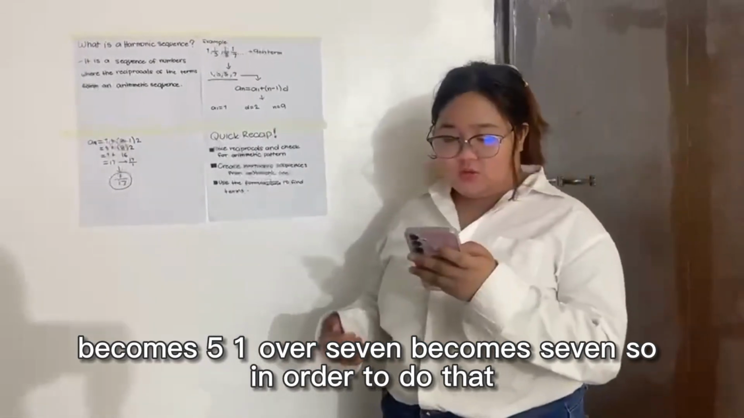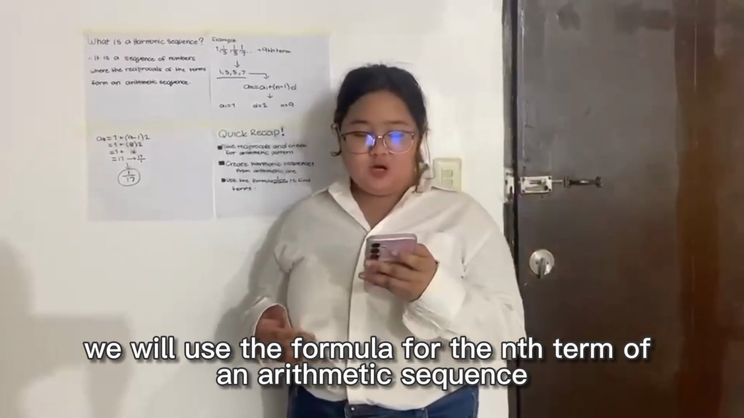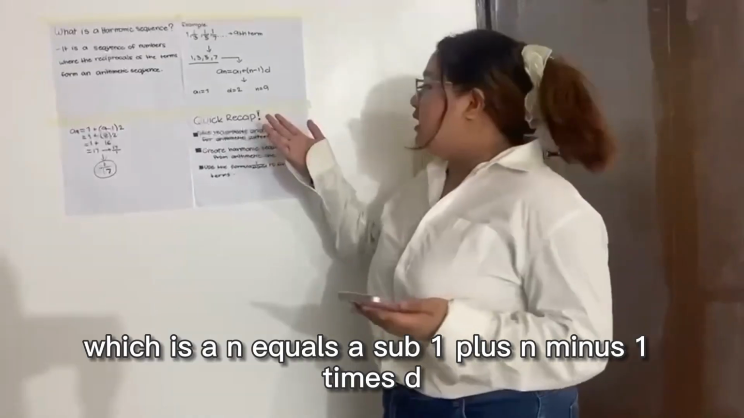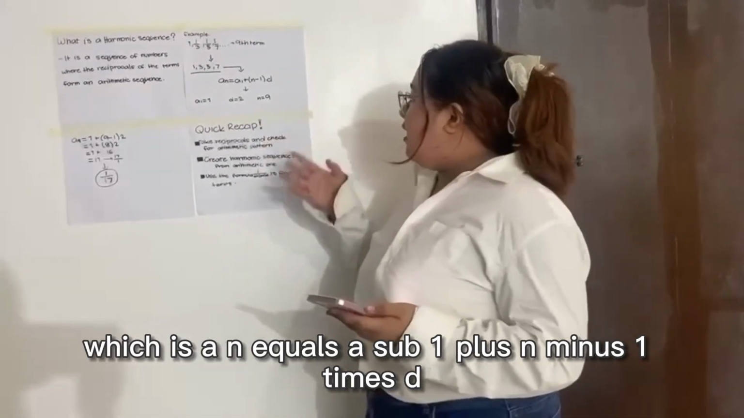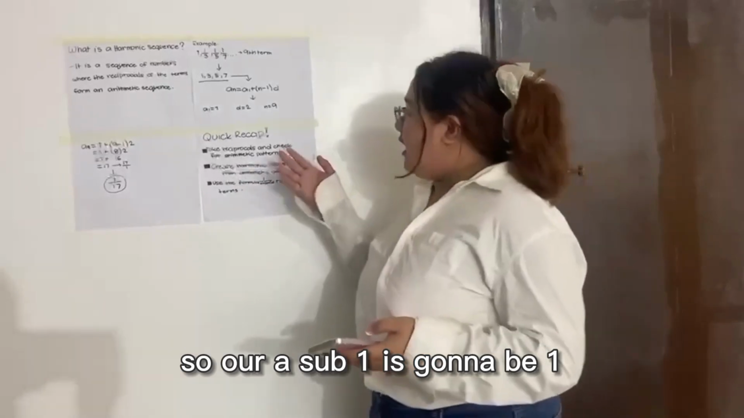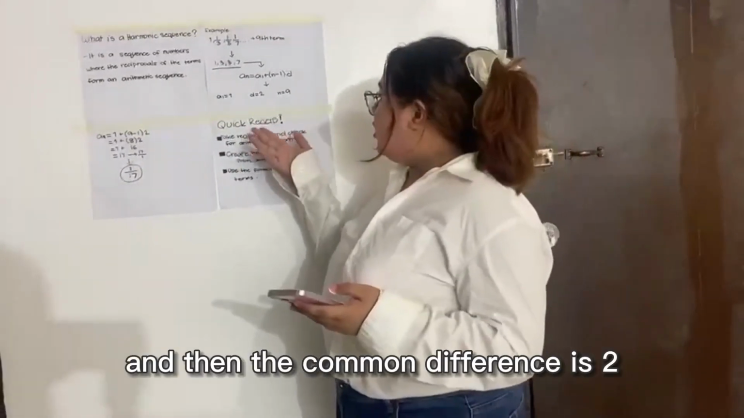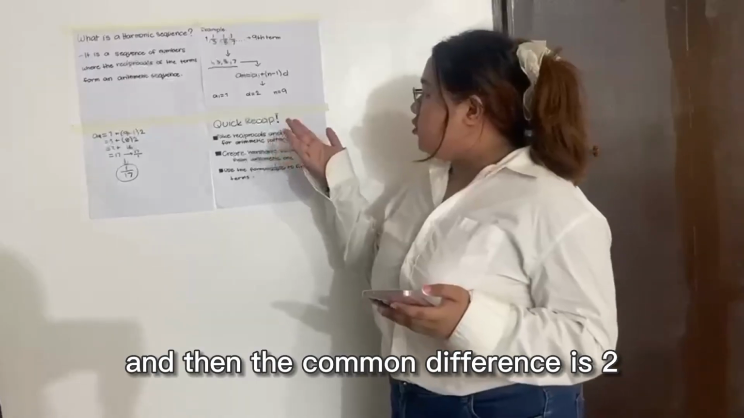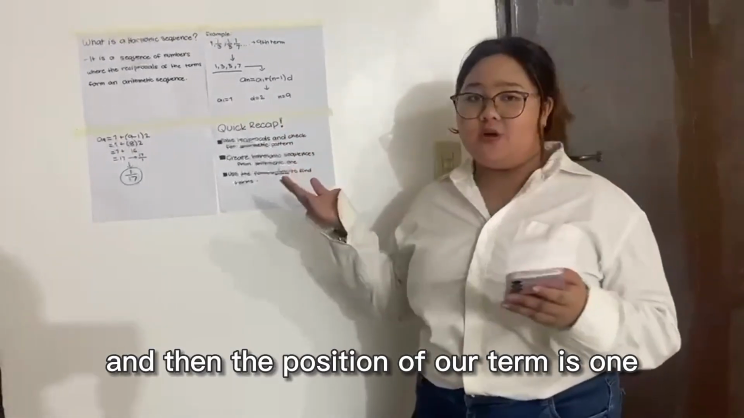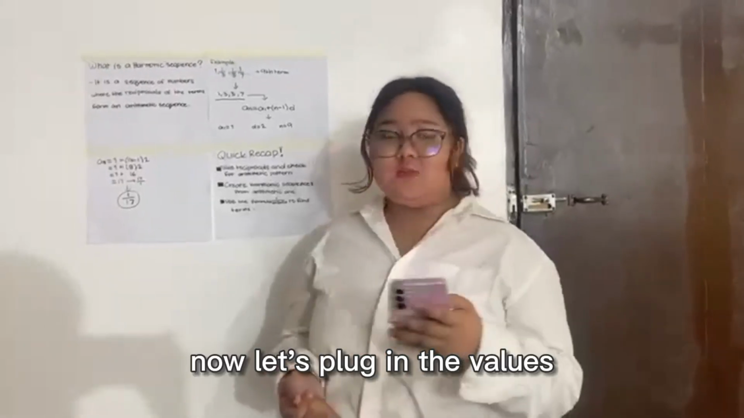In order to do that, we use the formula for the nth term of an arithmetic sequence, which is an equals a sub 1 plus n minus 1 times d. So our a sub 1 is going to be 3, our first term. And then the common difference is 2. And then n is the position of our term. Now let's plug in the values.